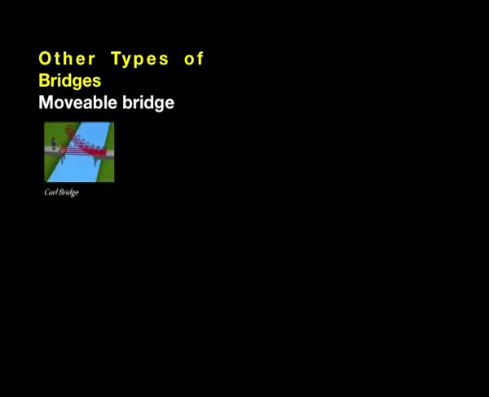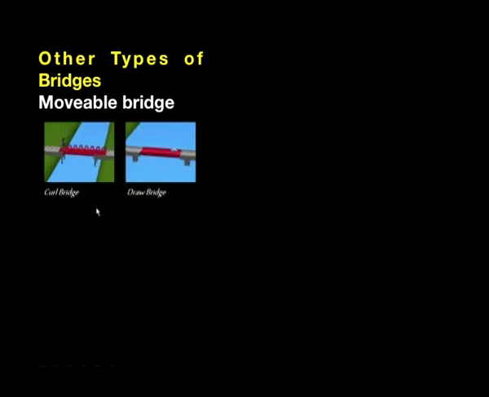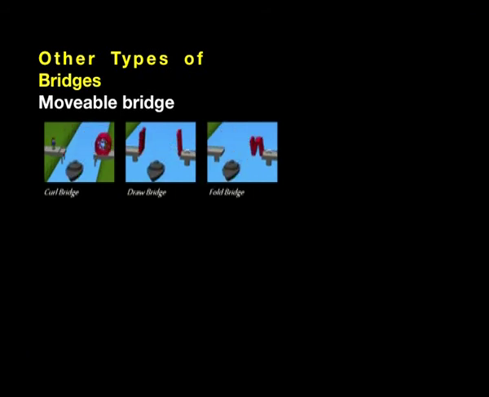The different types of movable bridges are the curl bridge, which we saw right now, when the bridge curls itself to form this kind of structure. Next is the drawbridge, which is something we saw in the famous London Bridge. The bridge is pulled apart so that a boat can pass through. Next is a fold bridge. The bridge folds the way it is shown in the picture.